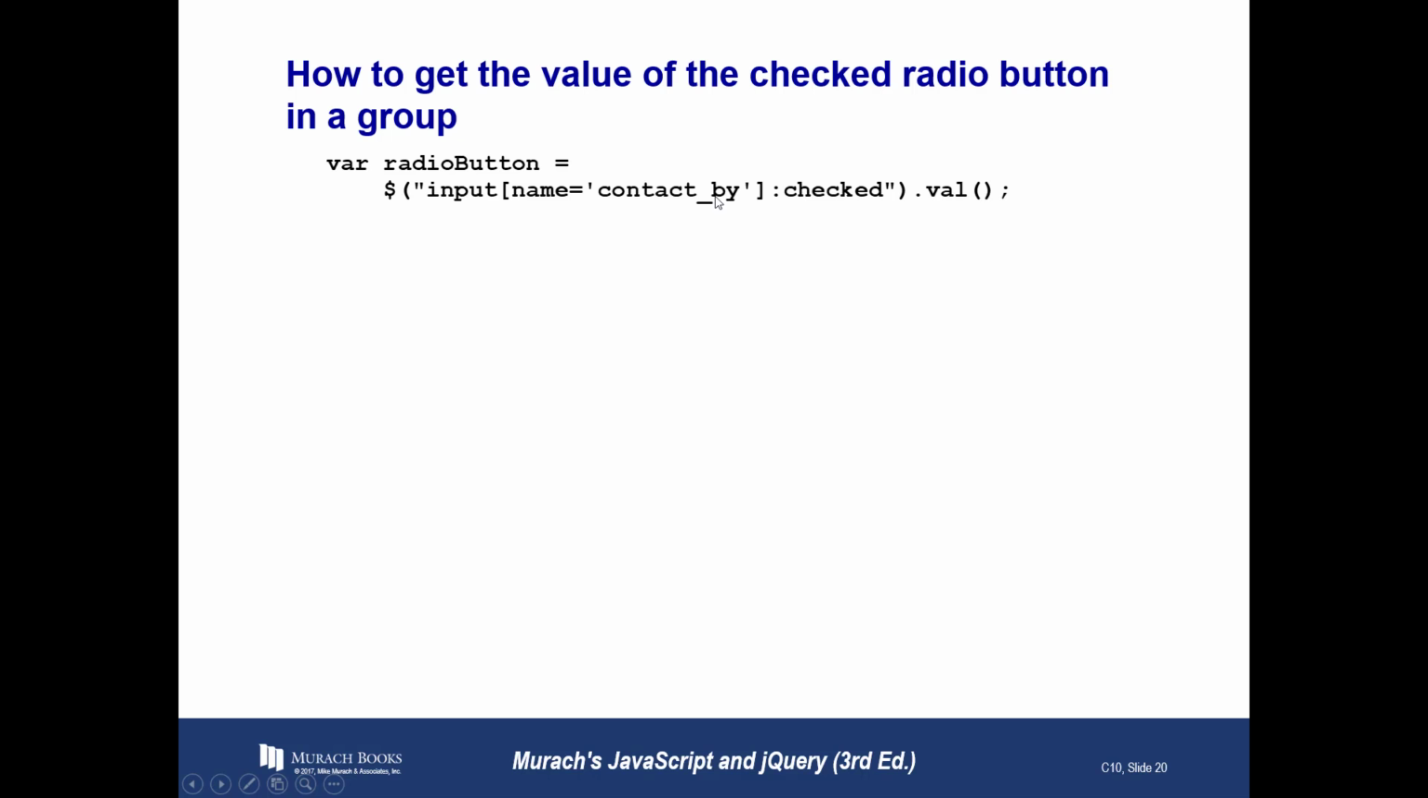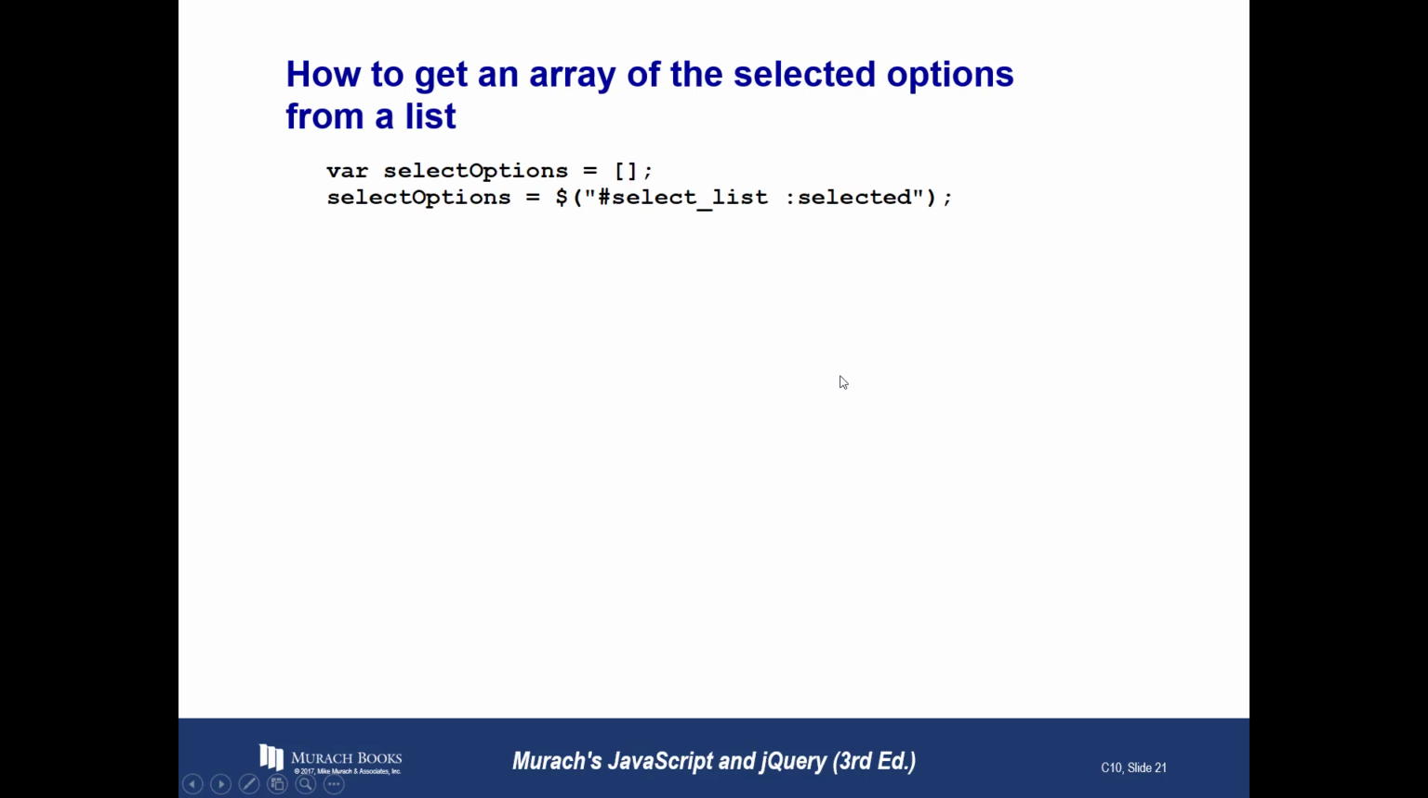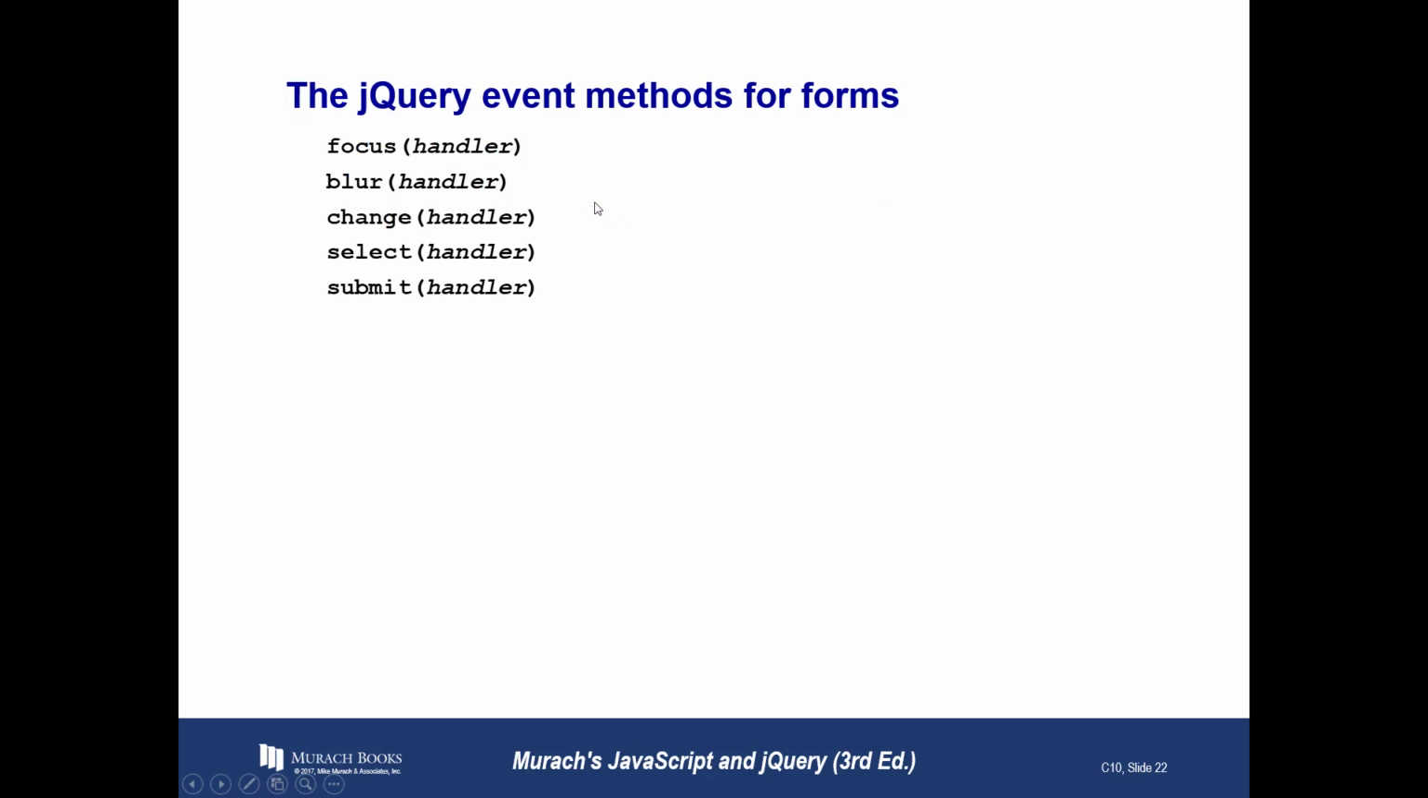How to get the value of a checkbox or a checked radio button in a group. Again, notice it's .val, nothing in the parens, putting it in there. How to get an array of selected elements from a list.